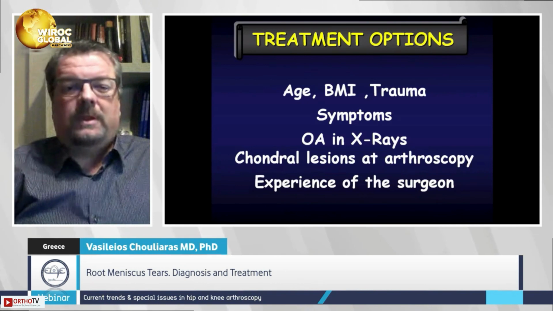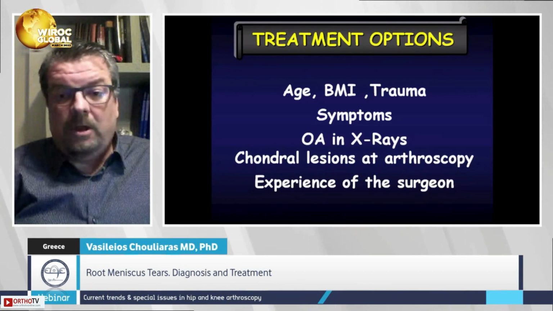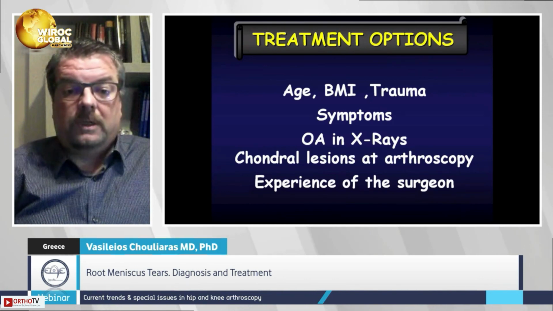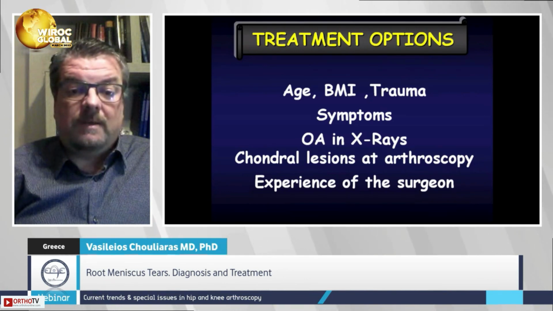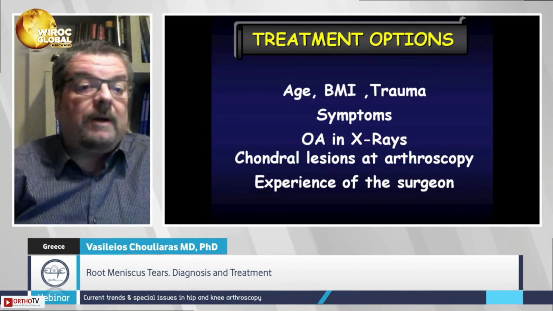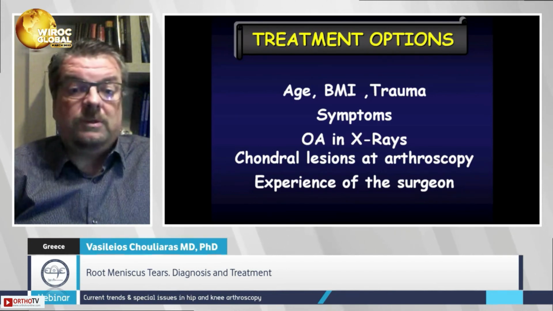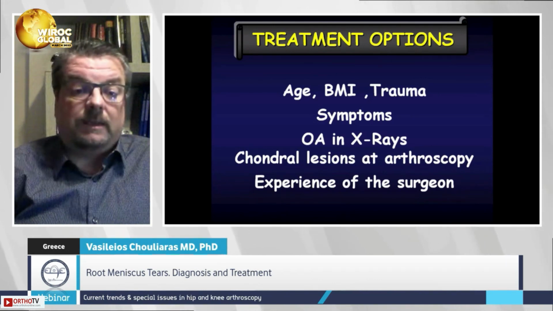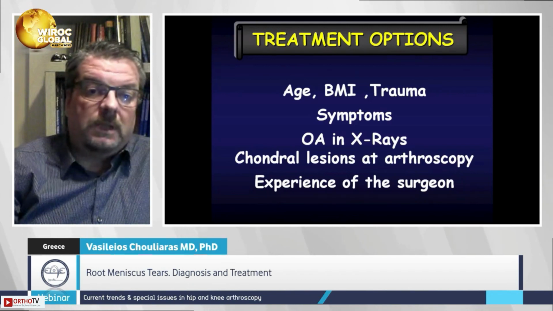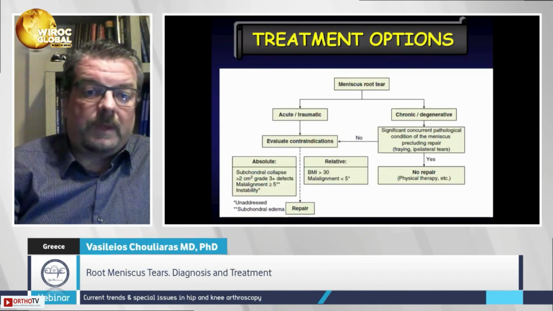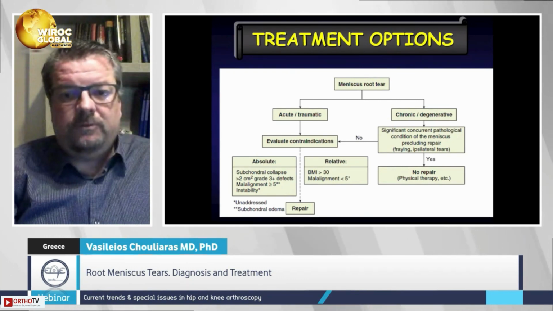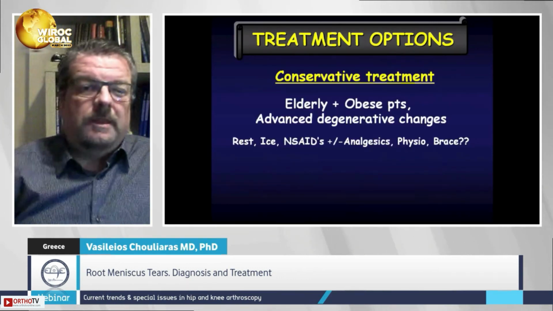The treatment depends on the age of the patient, the BMI, if it's trauma or not trauma, the symptoms. Of course, for the medial meniscus, if there's osteoarthritis in X-rays, and of course, if we found severe chondral lesions, grade 4 or grade 3 at arthroscopy, and of course the experience of the surgeon and the tools that he has. There are some algorithms, but it depends on all the previous characteristics.